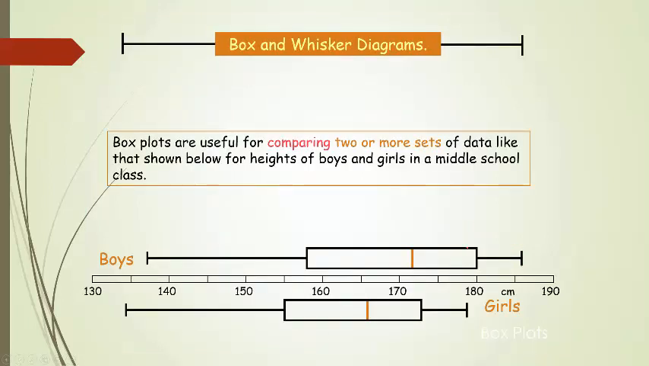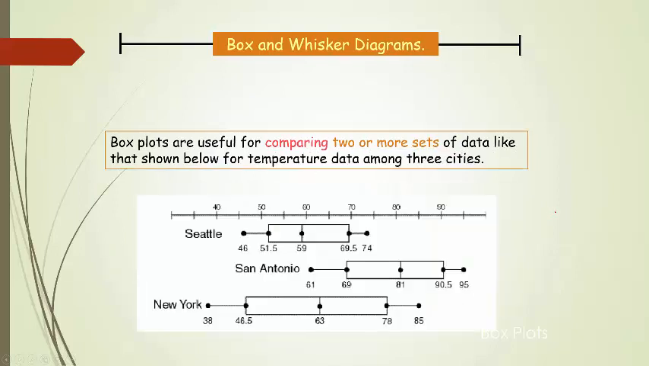All right, so what are some uses of this? It's really good for comparing two or more data sets. Like if you want to look at the heights between boys and girls in middle school, you can see that boys are just generally taller than girls. You're seeing that here. And also if you want to compare weather in cities, you can compare the weather in Seattle, San Antonio, and New York. A box plot here just shows the variation in the weather between the cities. It's very useful.